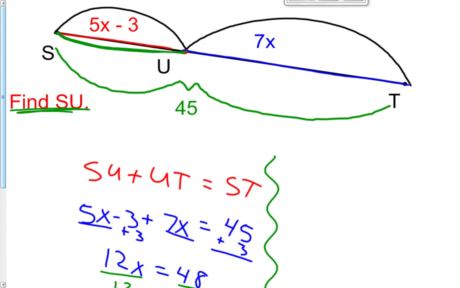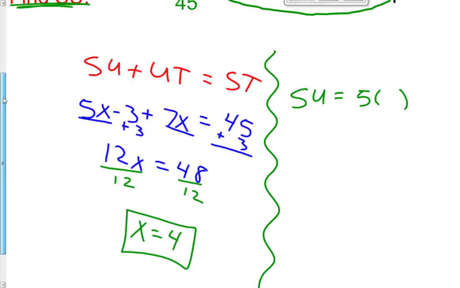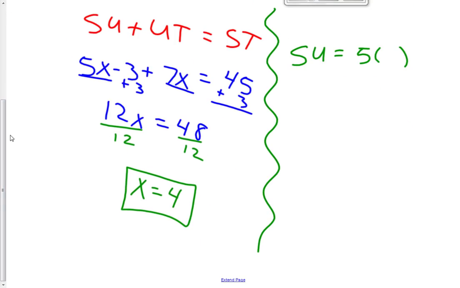Okay, SU is 5 times x minus 3. So SU, the length of SU is 5 times x, what was it again? 5 times x minus 3. And we found x to be 4. So it's 5 times 4 minus 3. Our answer, everybody, the length of SU is 20 minus 3, or 17.